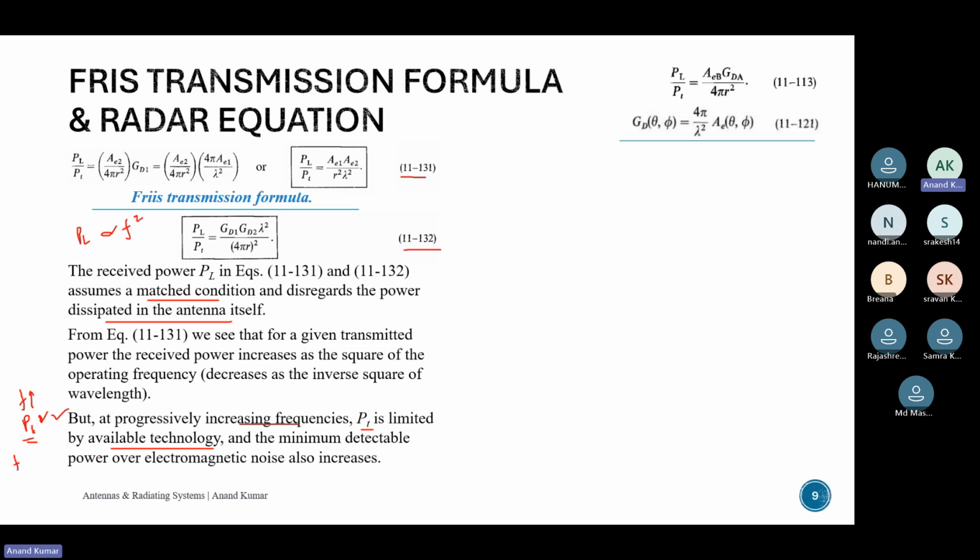The power at the load is also proportional to the transmitted power as well, right? But if we keep increasing this frequency, we will not be able to keep this transmit power constant. We'll have to reduce this as well. And the minimum detectable power over electromagnetic noise ratio also increases.